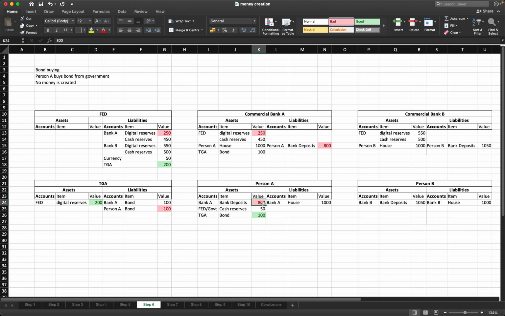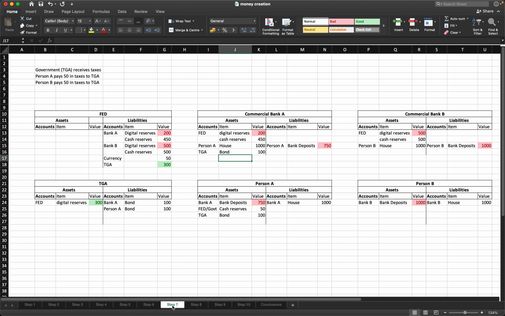So as you can see, 100 was removed from the bank deposits, but also of the digital reserves from bank A, 100 is removed and is added to the reserves of the Treasury General account. Also, of course, the Treasury now owes a bond to person A for 100, which is added on their balance sheet as well. Still no money has been created.